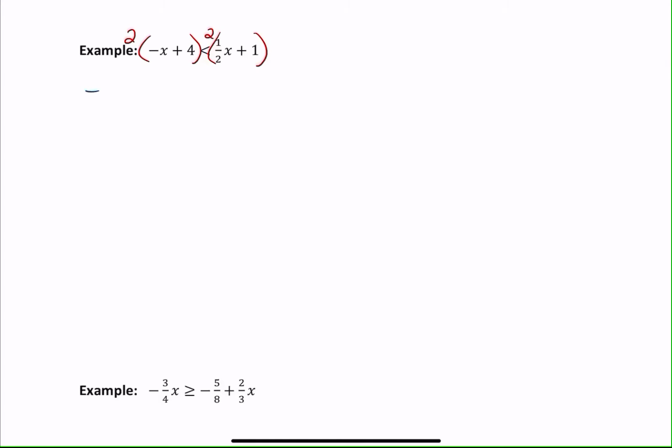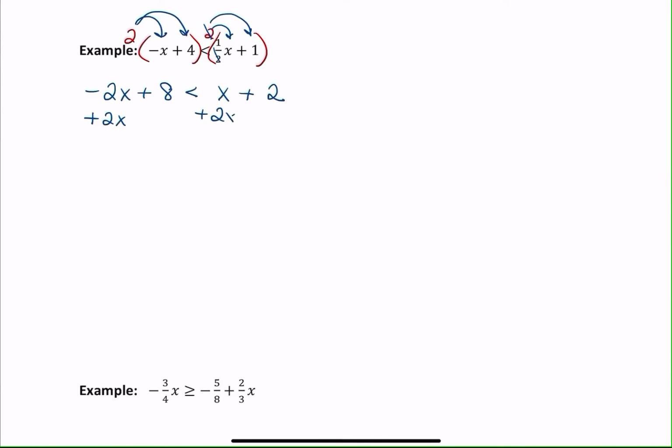So I'll have negative 2x plus 8 is less than, when I do 2 times 1/2, those will cancel each other out. And it'll just leave me with x plus, but remember you also have to multiply the 1 by 2. So don't forget that. Make sure everything gets multiplied by 2. So now I have just a regular inequality that I can solve like I did the 2 previous examples.